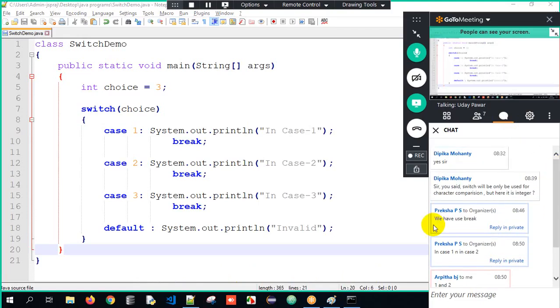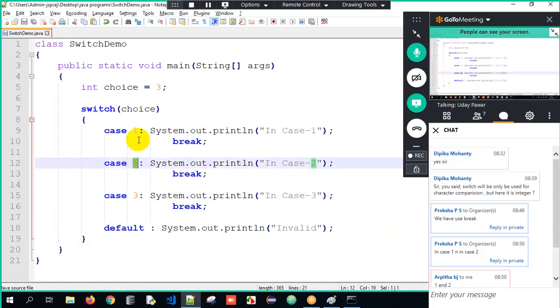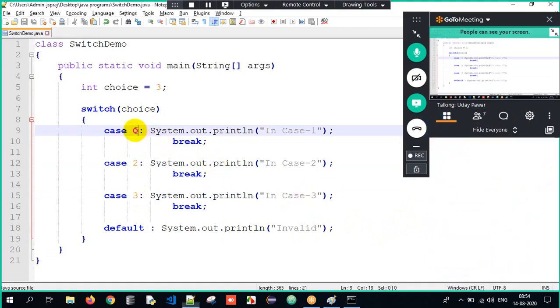I told you switch works for character comparison, but we are making use of integers over here. When I say character, it means a number as well. In this particular scenario, character is generally used for characters as well as numbers. But I'll give you one more example wherein you'll get the output here.